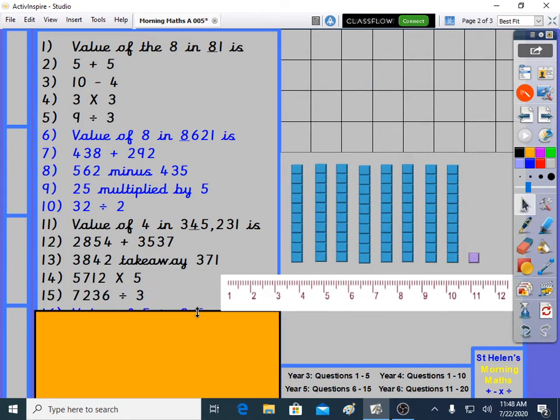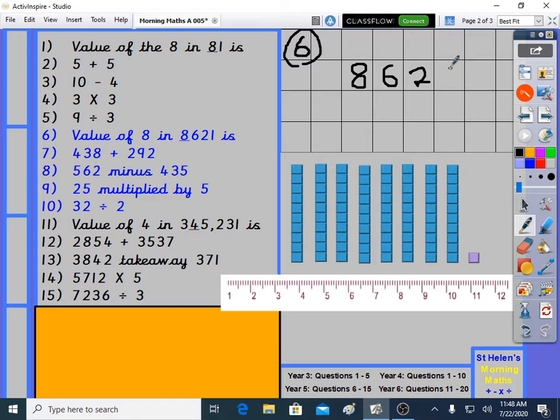Let's move this down. But I'm on question 6. I'm just moving it down for people who might be going a bit faster. Question 6. Value of the 8 in 8,621. Units, tens, hundreds and thousands. It's in the thousands column, so the answer is 8 thousands.